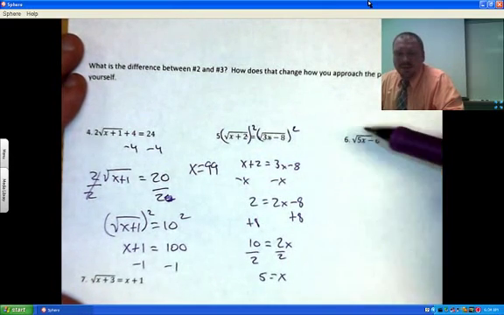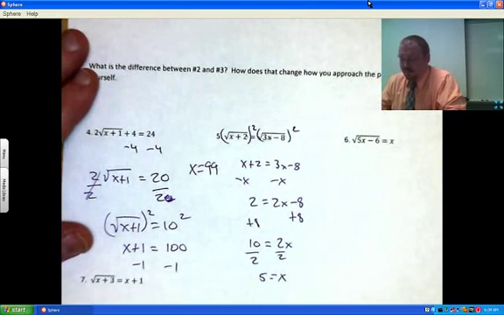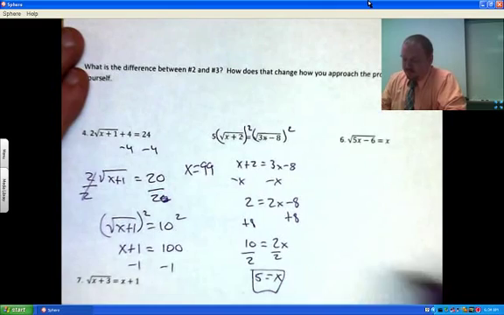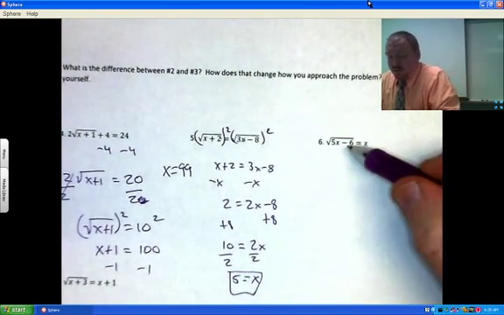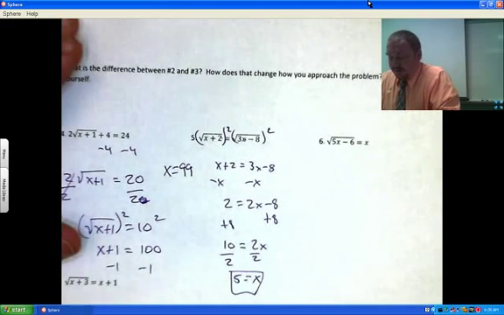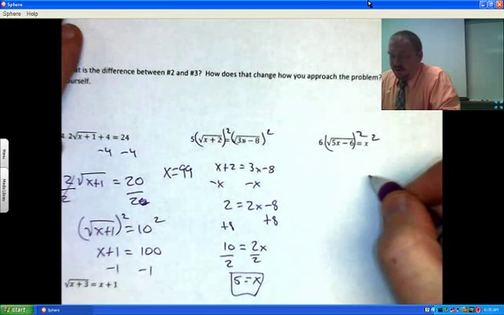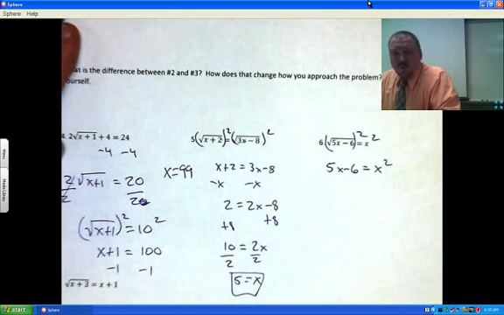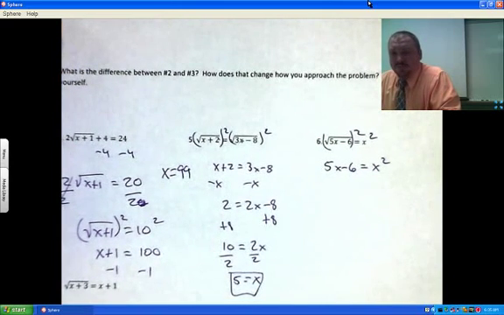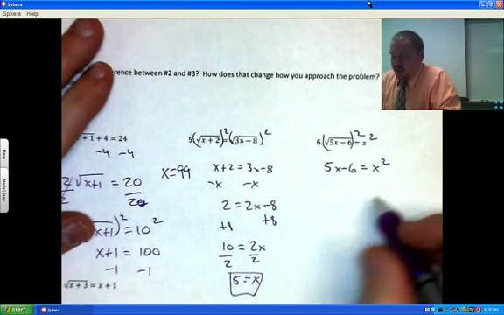Number 6. There's nothing outside the square root, so I'm ready to square both sides. Now in this question, I'm left with x squared and regular x in the question. When this happens, remember you have to get everything on one side. So I'm going to subtract 5x from both sides. That leaves me with negative 6 equals x squared minus 5x.